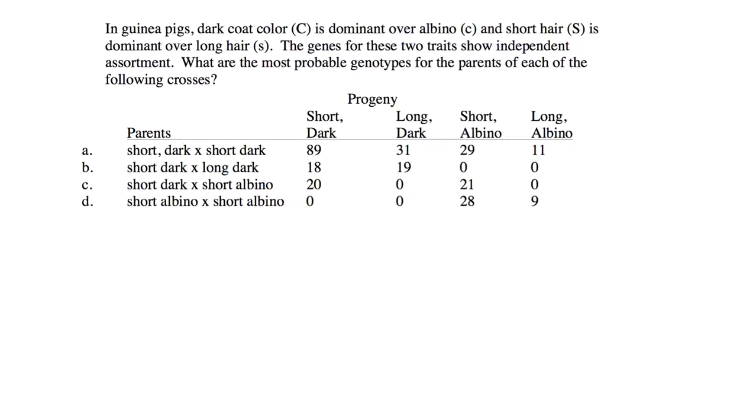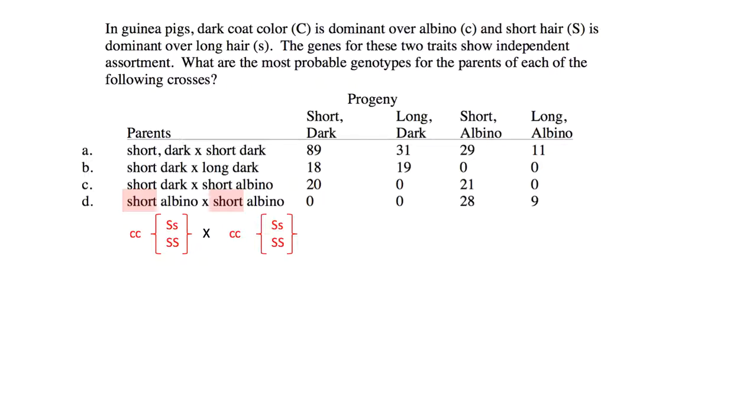Next up is part D. We'll work through it in the same way, starting with looking at the parents' phenotypes and ascribing what we can to their genotypes. For part D, we can see that both parents have an albino coat color. That's the recessive phenotype, so we know that they both have to be homozygous recessive, little c, for their coat color genotype. Both parents have the dominant short hair phenotype for hair length, so they could be either big S, little s, or big S, big S.